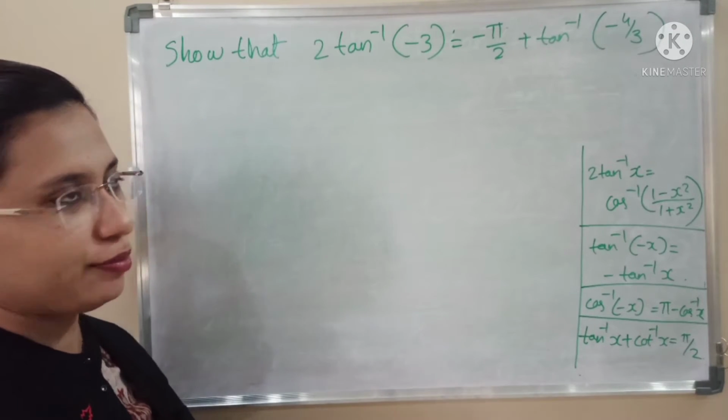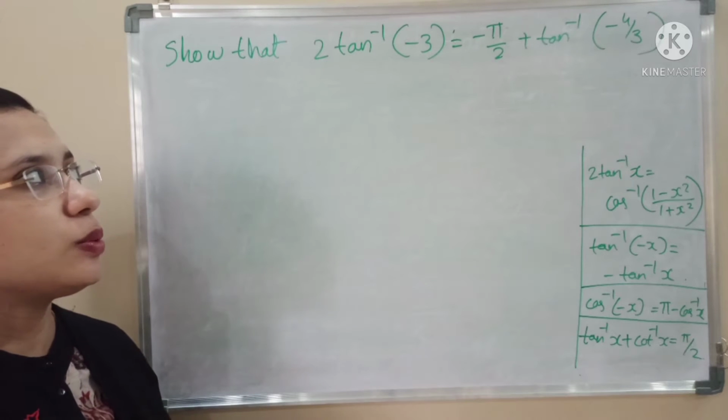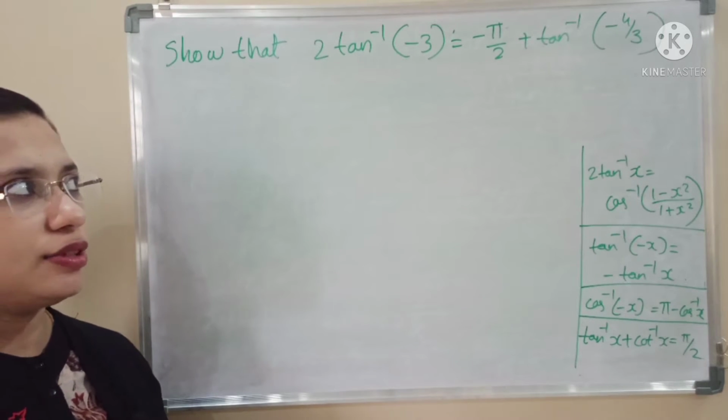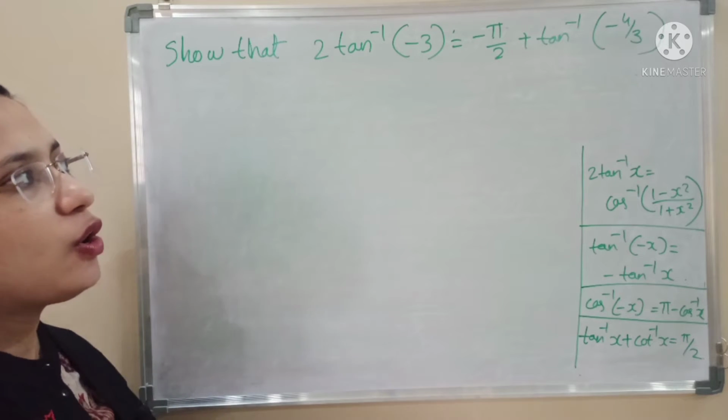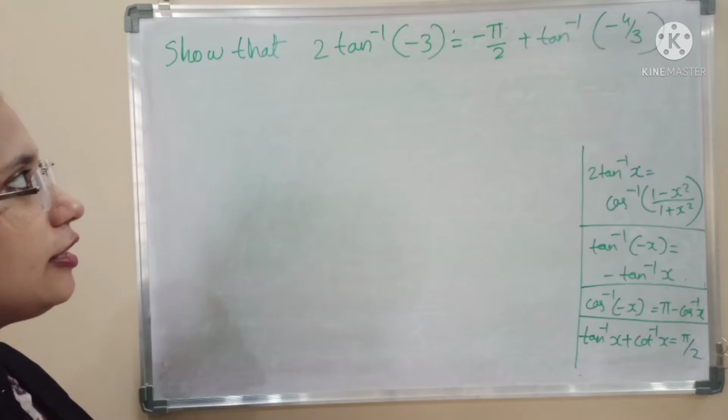This is our next problem. Show that 2 tan inverse minus 3 equals minus pi by 2 plus tan inverse minus 4 by 3. Okay, so this is our question.